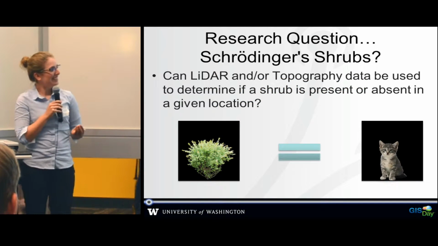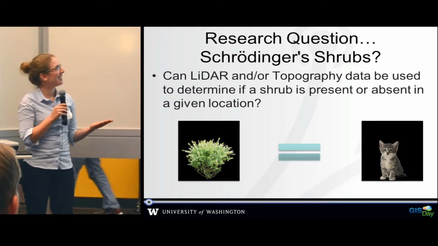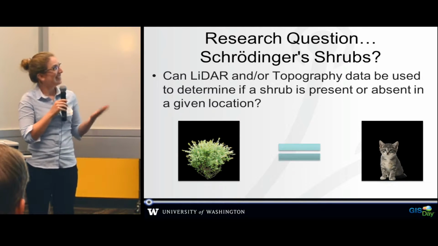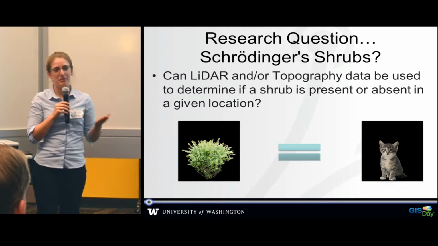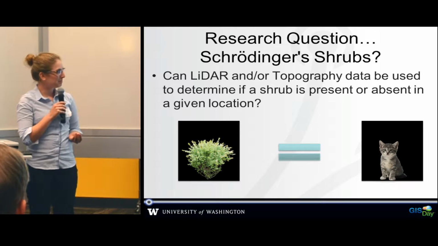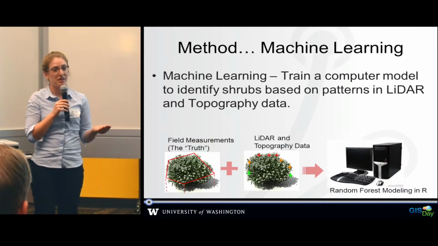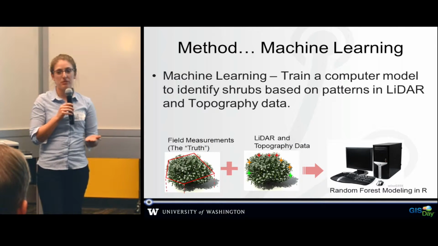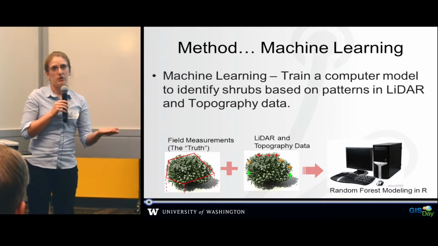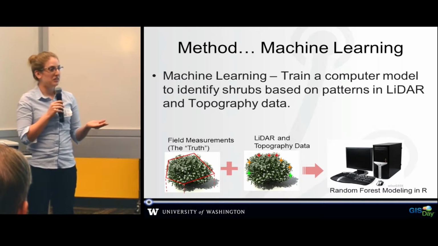So, here comes my research question. I like to think of it as Schrodinger's shrub because I'm a nerd. Can LiDAR and topography be used to predict where shrubs are and aren't within Yosemite? So I used a method called machine learning. It's essentially where I train a computer to identify things that I've told it based on information within the data.